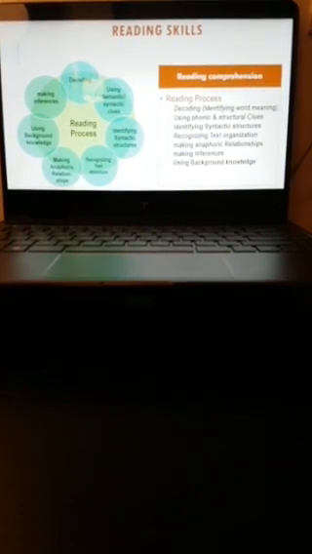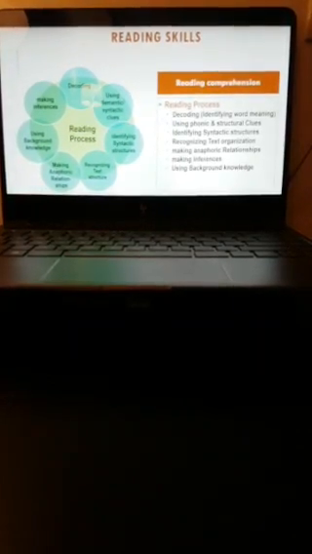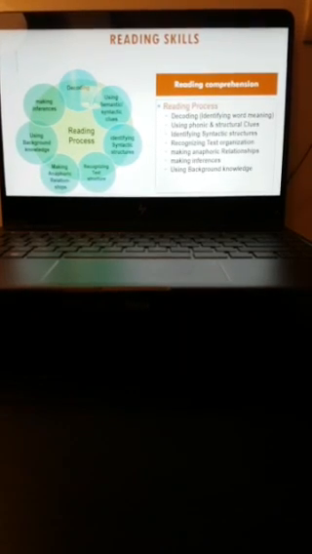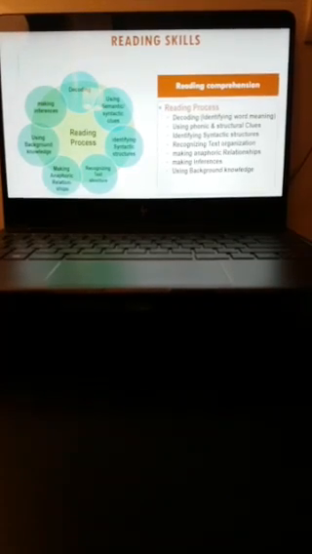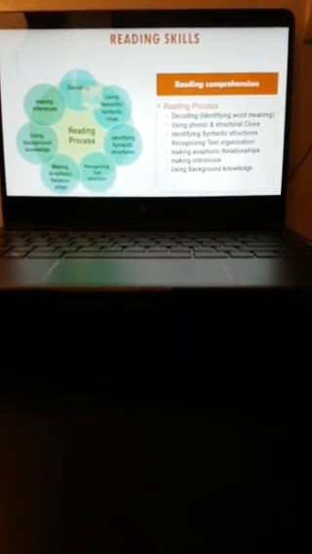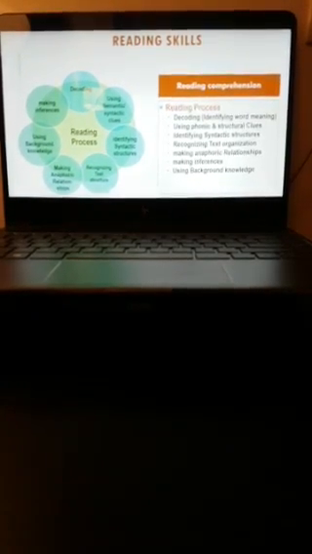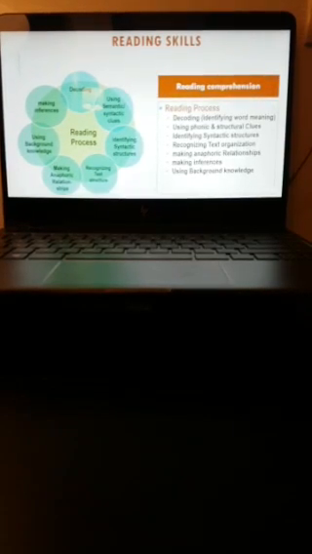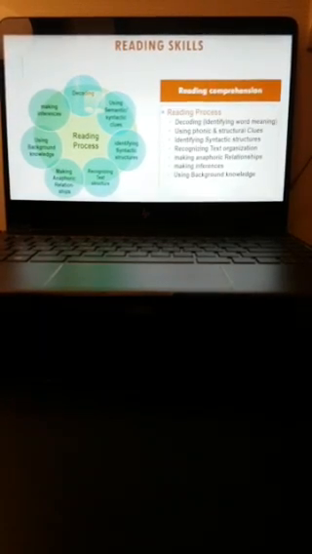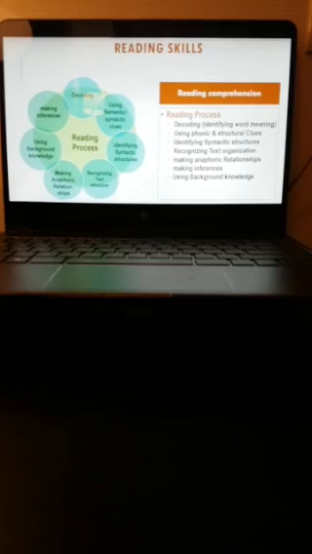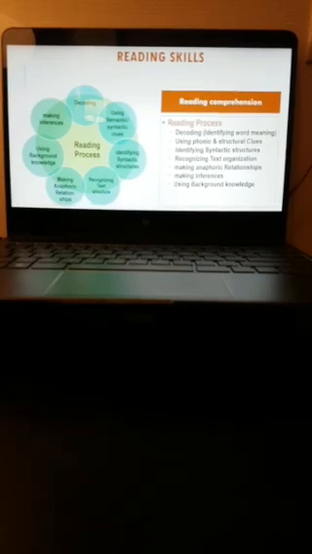Another thing is that we identify word meaning. Now, we put graphemes or printed symbols together to make words, and then we recognize the shape of the word, the form of the word, and from the form we identify the word and find out the meaning of the word. So when it comes to words or vocabulary, we have two things. We have word form and meaning.